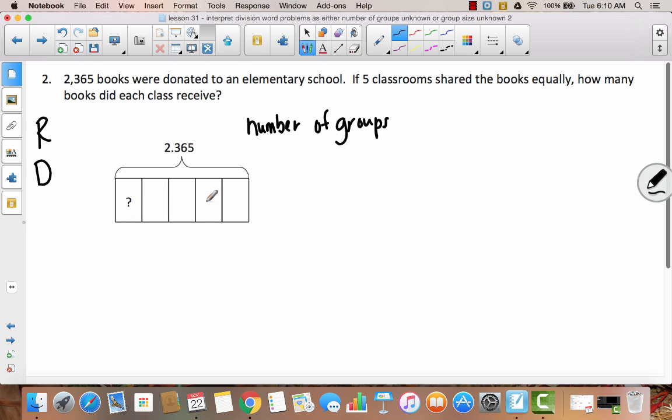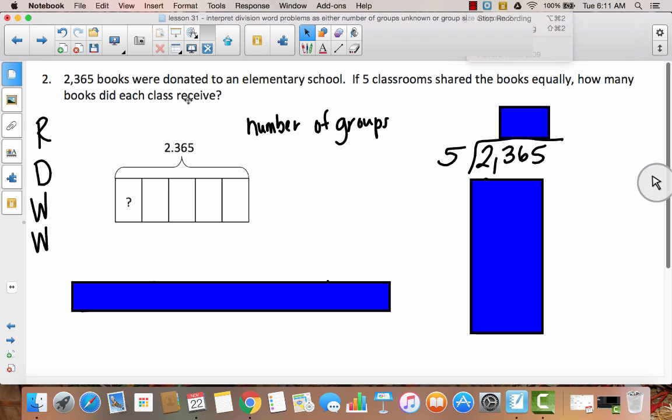So how can we figure out how many books each class will receive? Well, again, we're going to use division. We're going to take 2,365, and we're going to put that into 5 equal groups. I want you to pause the video. I want you to finish the division, and then we're writing our number sentence right now. I want you to finish by writing a word sentence.